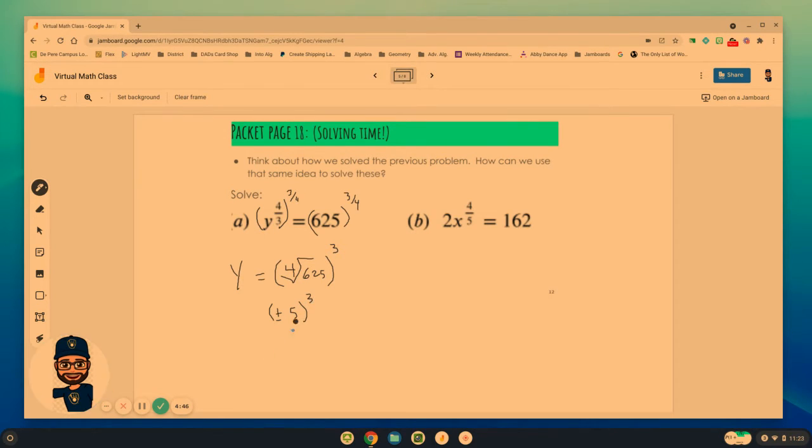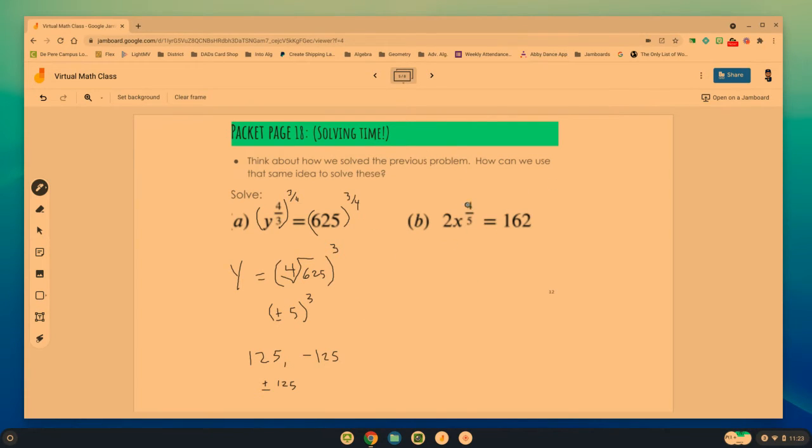5 to the 3rd, 5 times 5 times 5 is a positive 125. Or if I do -5 to the 3rd, I get negative 125. So we could write it as plus or minus 125. Now, today we're just going to focus on finding the positive one, just finding the positive answers. And tomorrow we'll work a little bit more on what happens if I do have some of these negatives. So for today, I'm only going to focus on finding the positive.